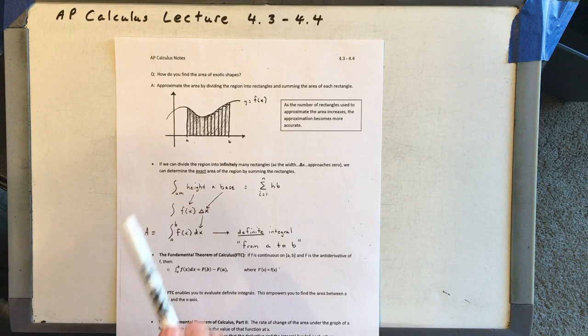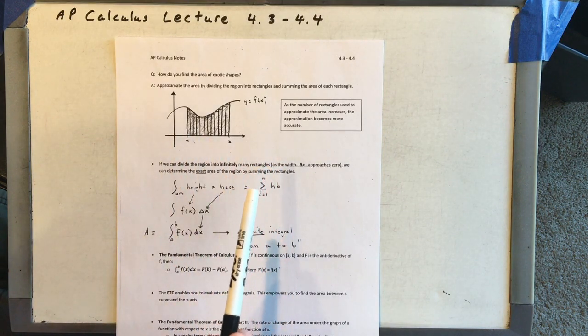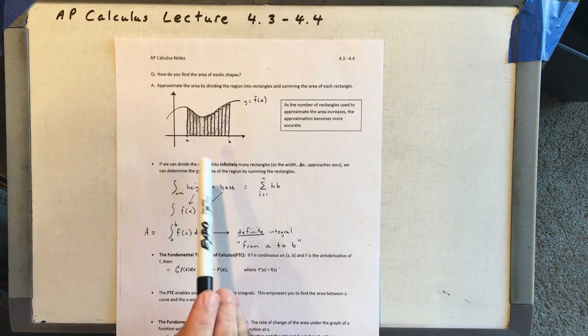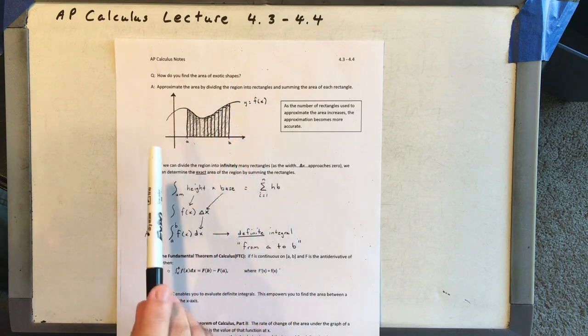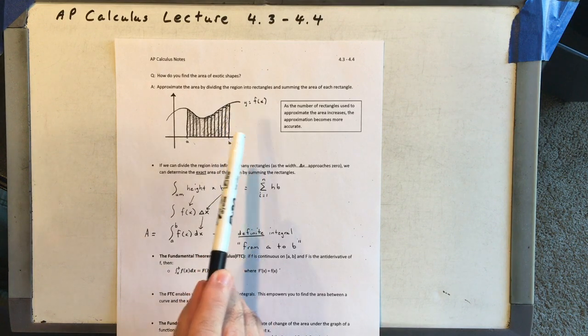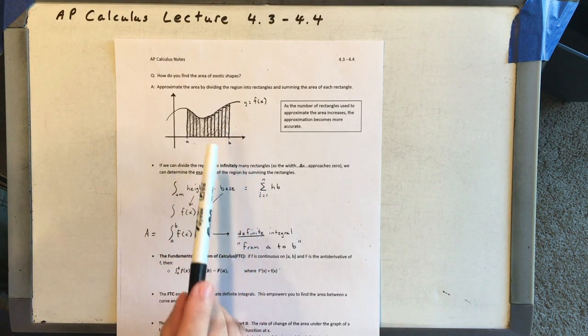So now we're getting into Chapter 4 where you're going to actually be doing some practical stuff with this anti-differentiation. So how do you find the area of exotic shapes? This was from our first day lecture. This was the second question of calculus. And today, we're going to answer it.